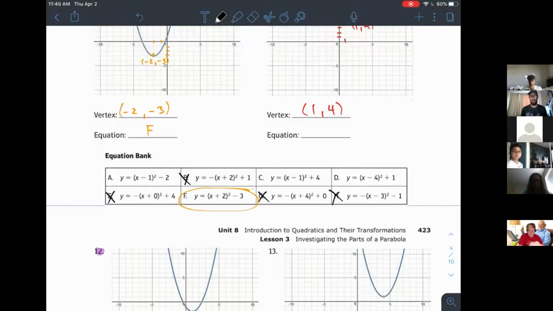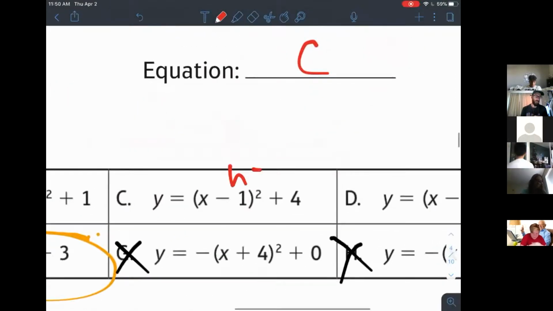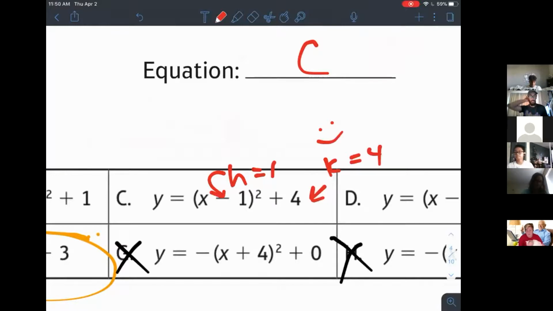Sarah's already given us the answer, and so is Andrew. The answer to this one is C. Great call, y'all. The answer to this one is C because our H value is +1, cha-ching, X minus H. And our K value is +4, awesome. So that's how they knew that the answer was C.